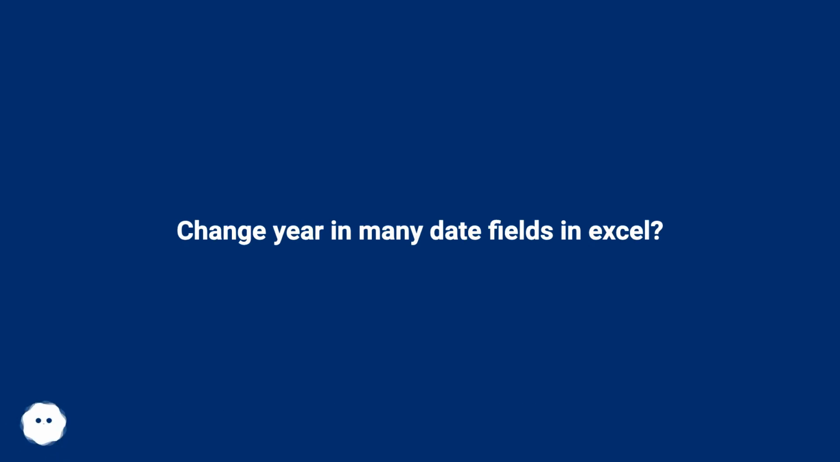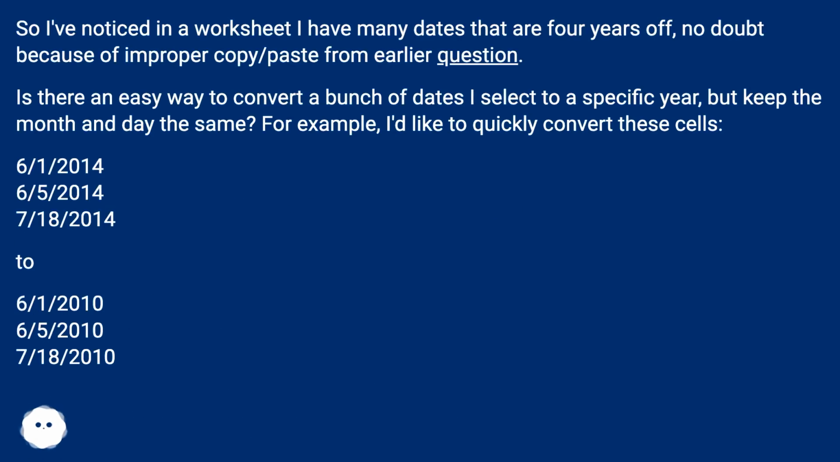Change year in many date fields in Excel. So I've noticed in a worksheet, I have many dates that are 4 years off, no doubt because of improper copy or paste from earlier.